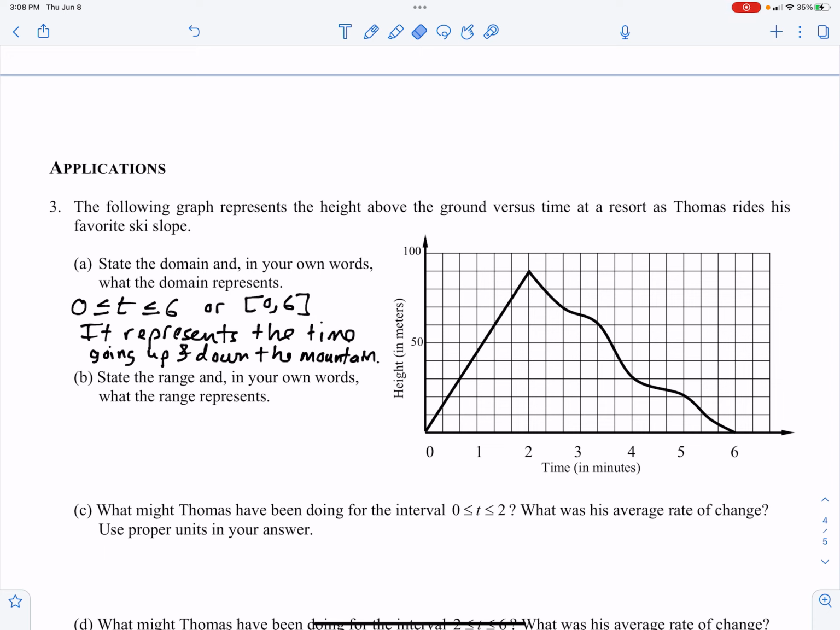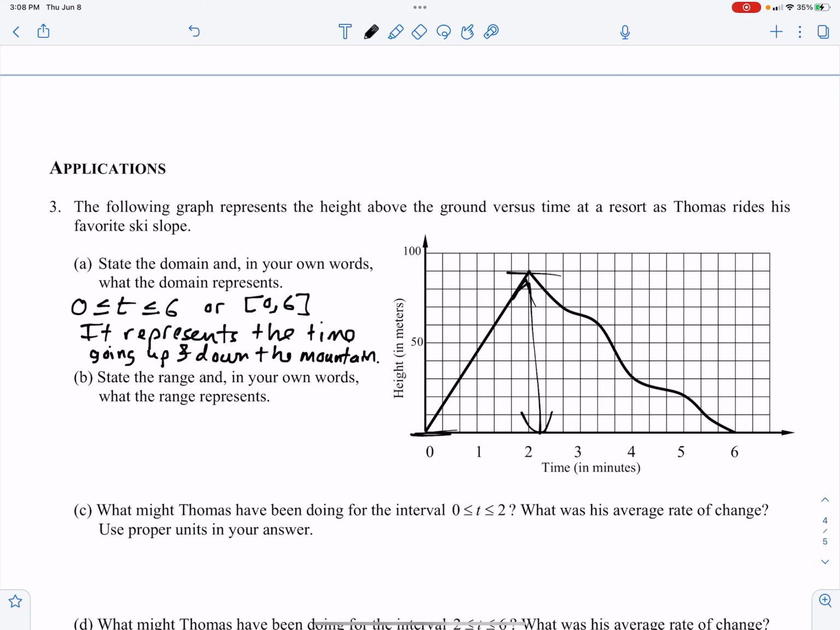So state the range, and in your own words, explain what the range means. Well, the range would be how tall the function is. Well, in this case, it's how tall the mountain is, right? It's how high you get to and how far you're going from the top. So what would the range be?